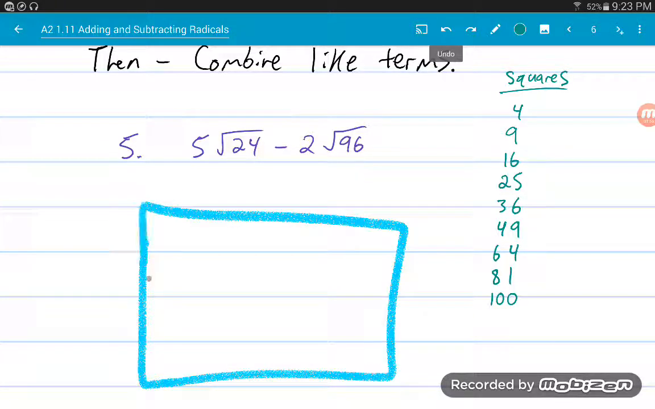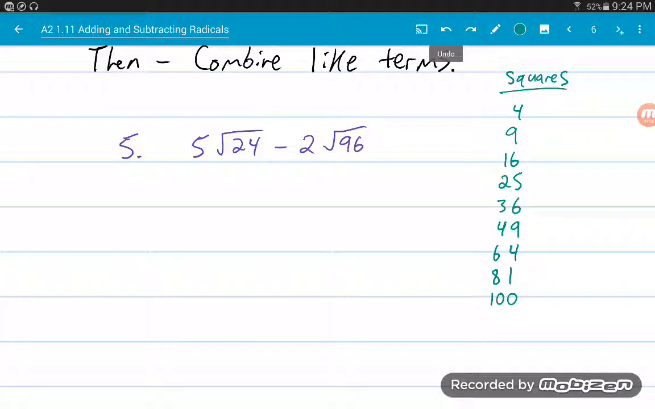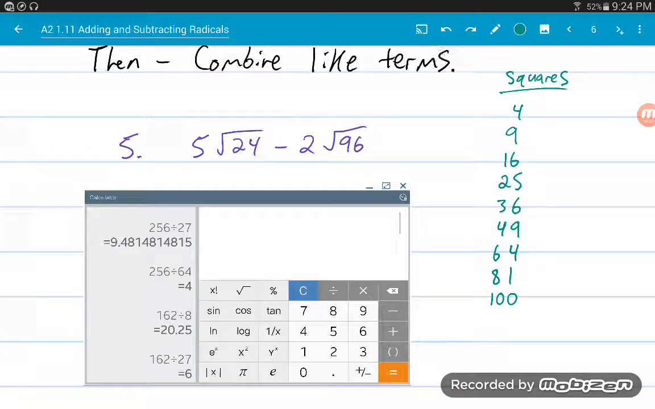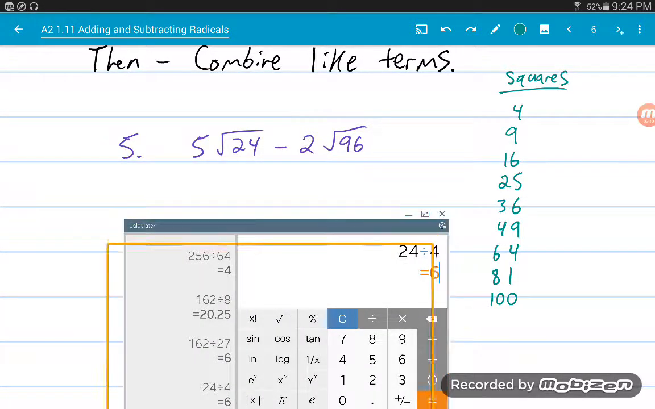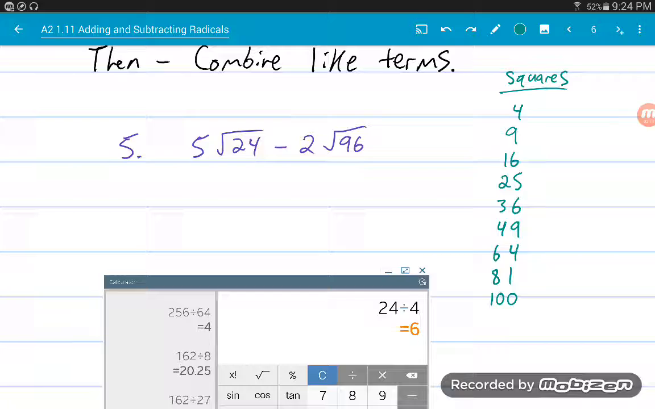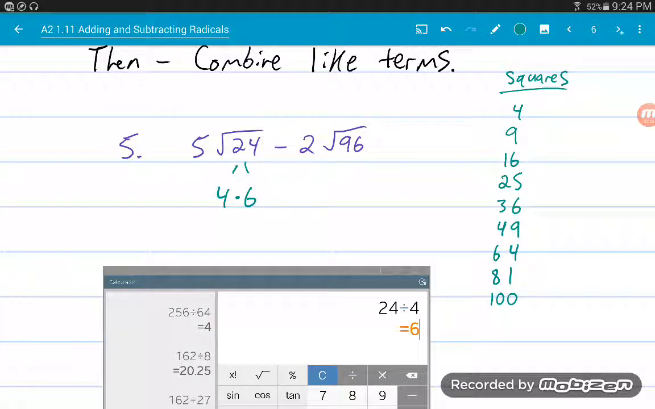I'm going to take my calculator, your graphing calculator or otherwise, and check this number. I'm going to say 24. What is that divisible by? 24 is divisible by 4? Yes, it is. It's divisible by 4, and the leftover is 6. The quotient is 6. So that means that 4 times 6 is equal to 24. So I'm going to split this into 4 times 6. I picked 4, not just because it was a number, not just because it was a factor, but because it's one of these factors.